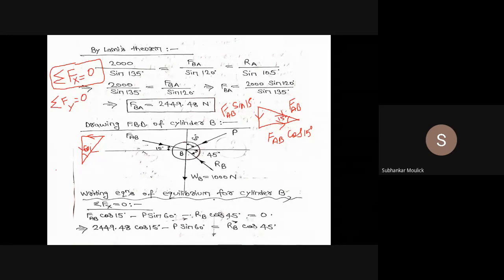This is P. Can you tell me what is the vertical component? P sin 60. Wrong. Sorry, sir. P cos 60. It will be cos 60. Why? Because the angle is over here. If the angle is over here, this is the hypotenuse, this is the base, this is the perpendicular. Then this vertical component will be P cos 60, and this horizontal component will be P sin 60.